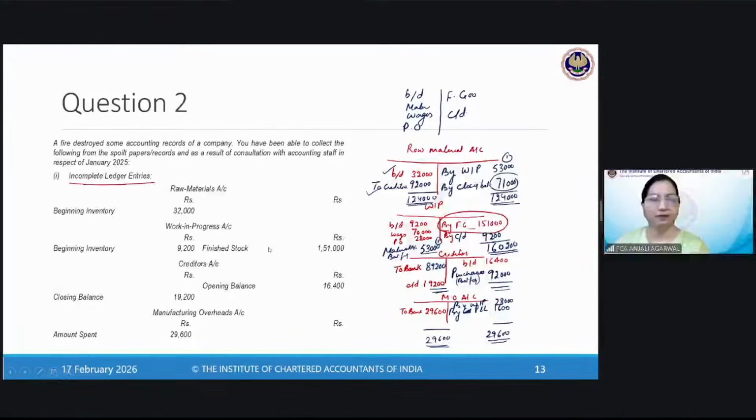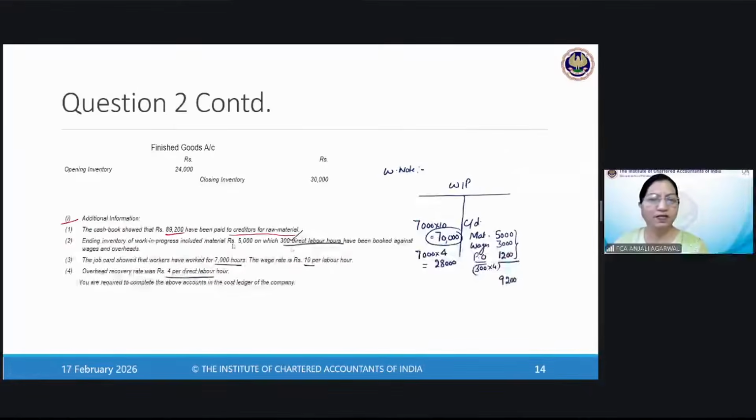Great. When you have questions on missing figures, the first important thing is to prepare all the accounts and paste whatever is given. And then one thing will lead to another, one by one. Just ensure that whenever there is a double entry, you are posting the double entry in both the places. You will not miss this type of question at all then.